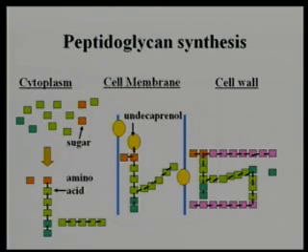The first stage is in the cytoplasm, the sugars, which are labeled in red, and the amino acids, which are labeled in green, are put together, and the individual sugars and amino acids are made. Okay? We also get a subunit form.